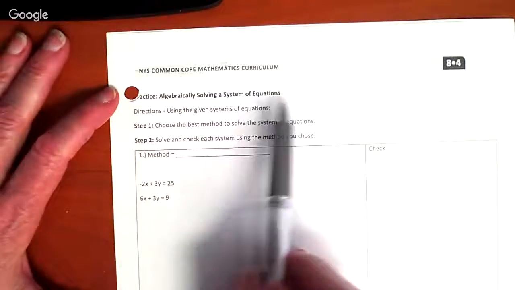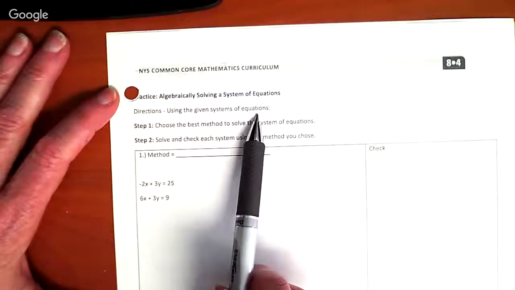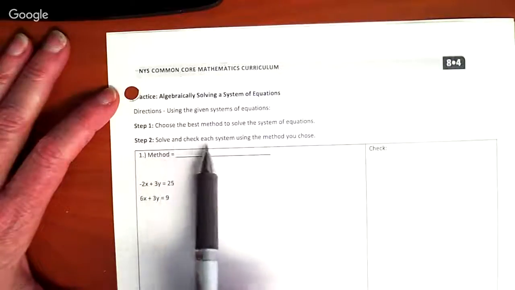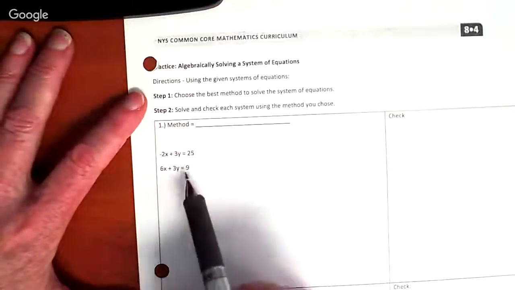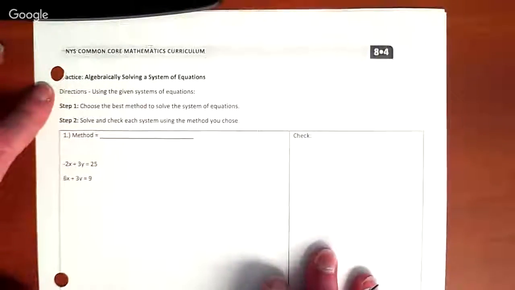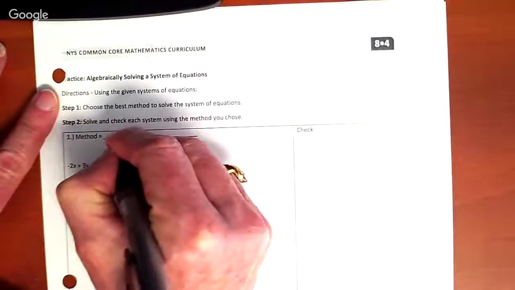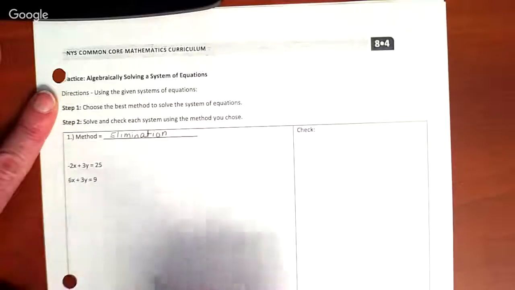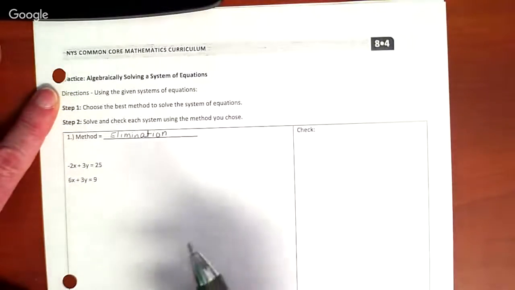Okay? So next, we are going to do some examples and see how we can check that out. So here we're going to practice some. The directions say, using the given system of equations, choose the best method to solve the system of equations, and then solve and check. So this first one, our best method would be to use elimination. And that's because I can multiply one of these in order to eliminate it.